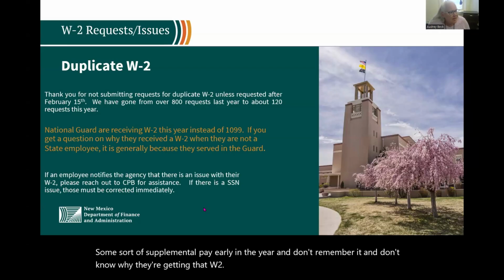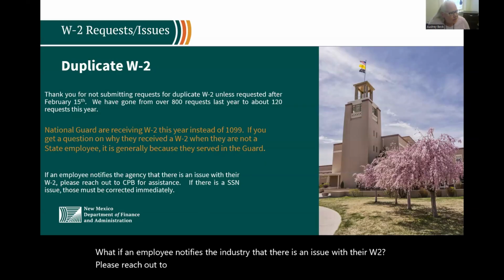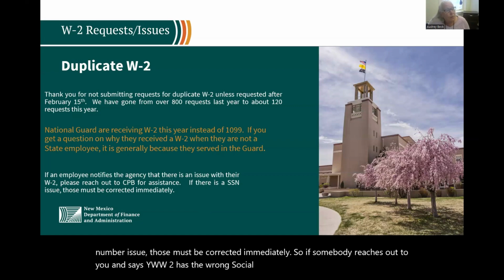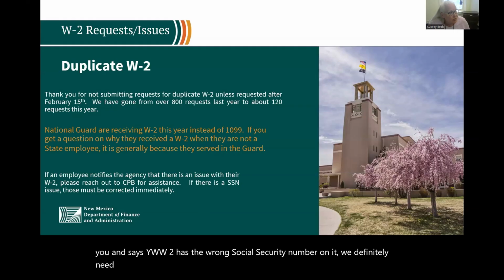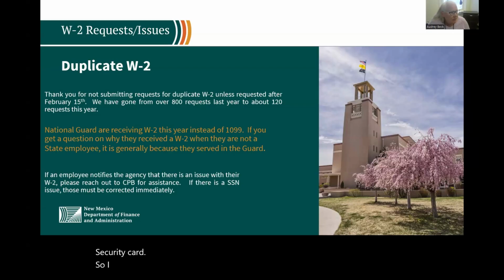If an employee notifies the agency that there is an issue with their W-2, please reach out to Central Payroll for assistance. If there is a Social Security number issue, those must be corrected immediately. So if somebody reaches out to you and says, my W-2 has a wrong Social Security number on it, we definitely need to get those corrected as soon as possible. And the first step would be that they would need to produce a valid Social Security card. So far, I think we've had 3 this year that had an invalid Social Security number that we have had to correct.